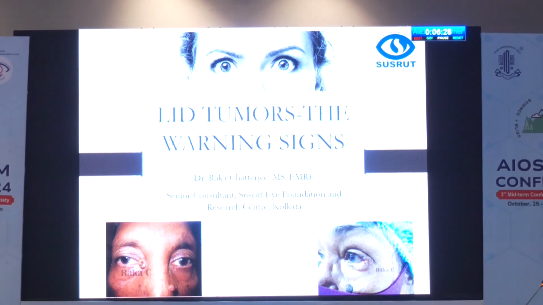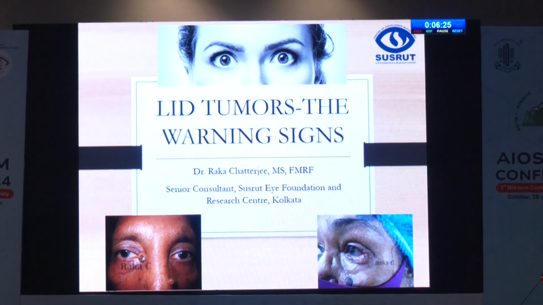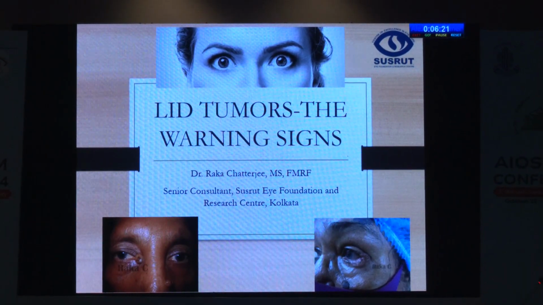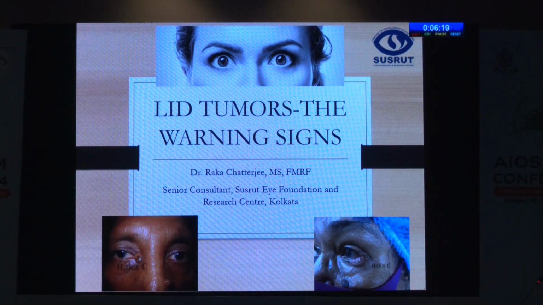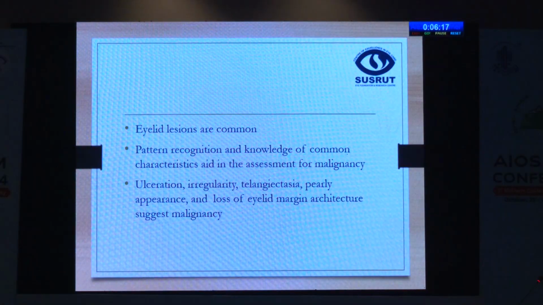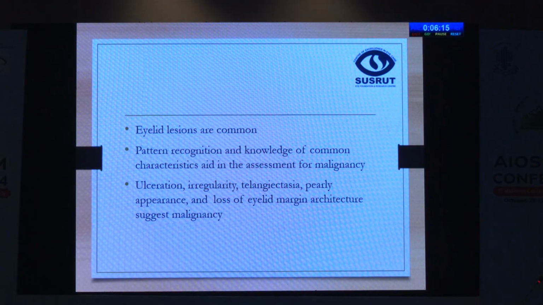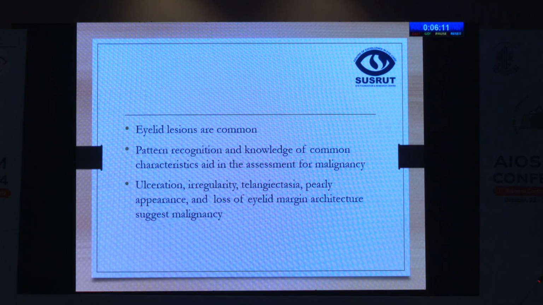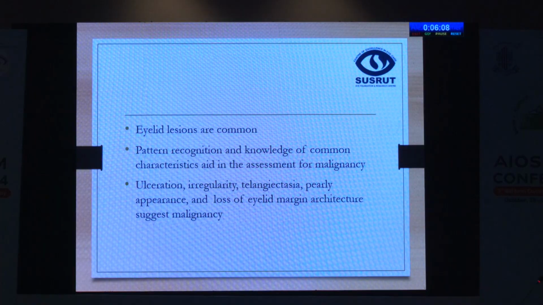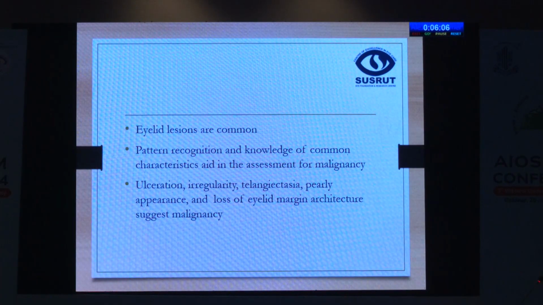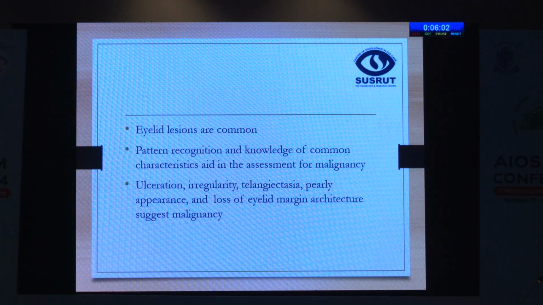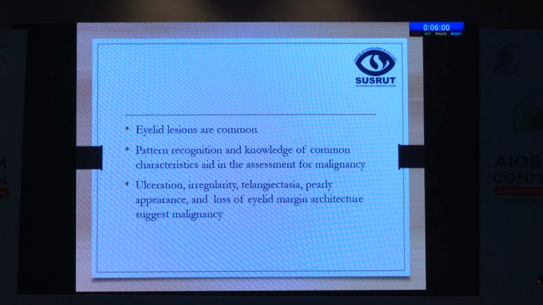But we need to know certain warning signs, when we should be alert enough to consider these cases to be most likely the dangerous, the malignant ones. Eyelid lesions are common, whereas pattern recognition and knowledge of common characteristics aid in the assessment of malignancy. Ulceration, irregularity, telangiectasias, pearly appearance, and loss of eyelid margin architecture. These are the 5 key features which suggest malignancy.